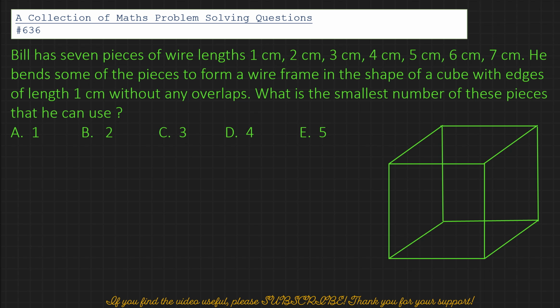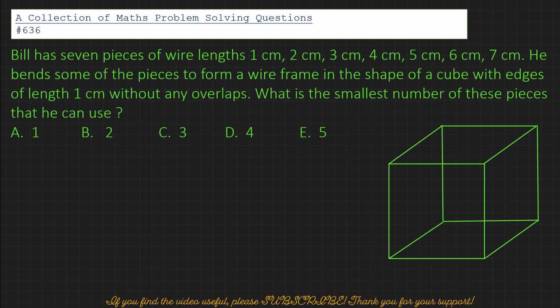Bill has 7 pieces of wire of length 1 centimeter, 2 centimeters, 3, 4, 5, 6, 7 centimeters. He bends some of the pieces to form a wire frame in the shape of a cube with edges of length 1 centimeter without any overlaps. What is the smallest number of these pieces that he can use?